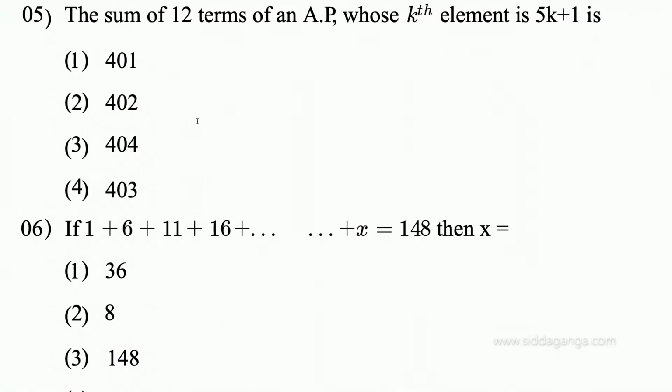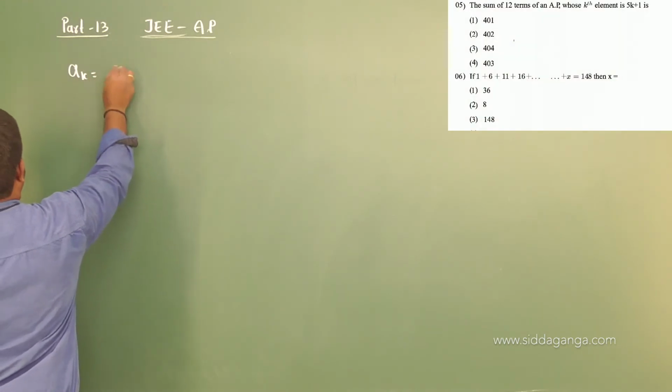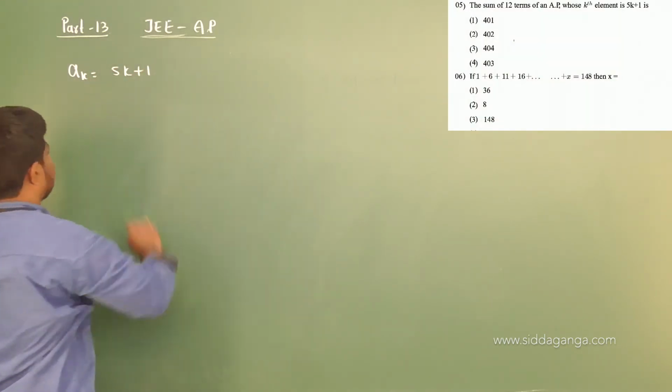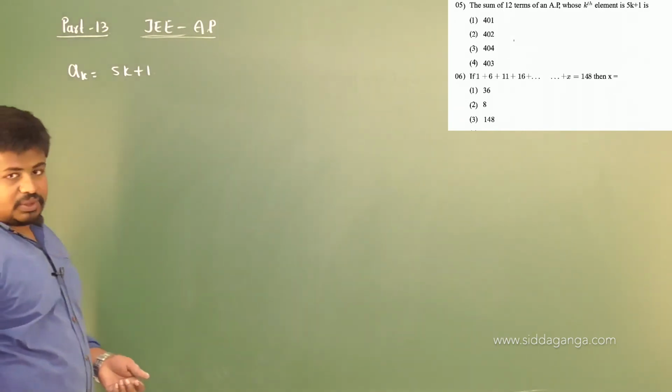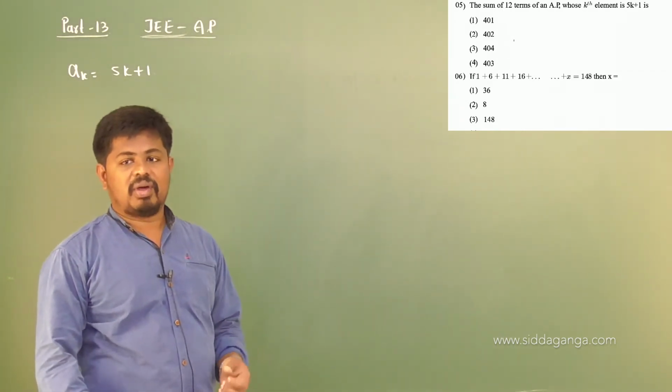Okay, let's move on to question number 5. We have to find the sum of 12 terms of an AP whose kth term is given. The kth term, Ak, nothing but the nth term, is 5k plus 1. So we have to find the sum of 12 terms of an AP.